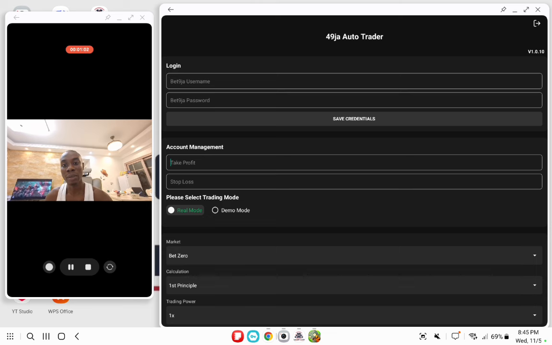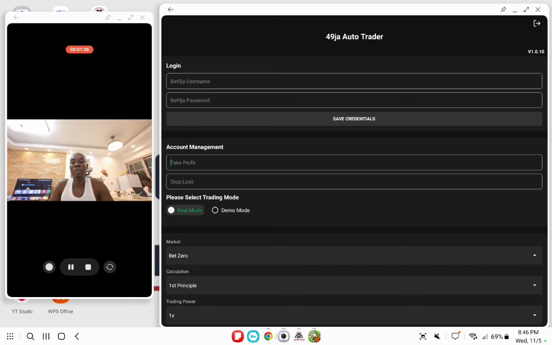Now, the account management works just like in forex trade, where you have stop loss and take profit to prevent your account from losing excess. That's how this risk management works.